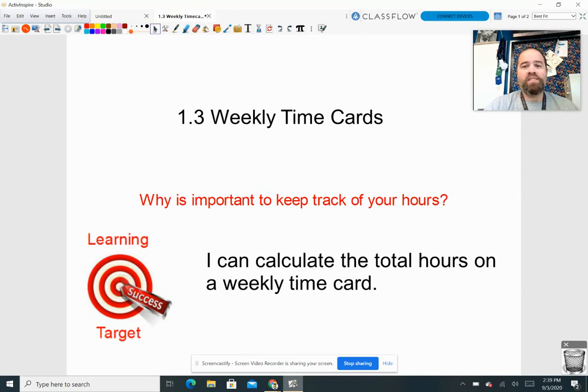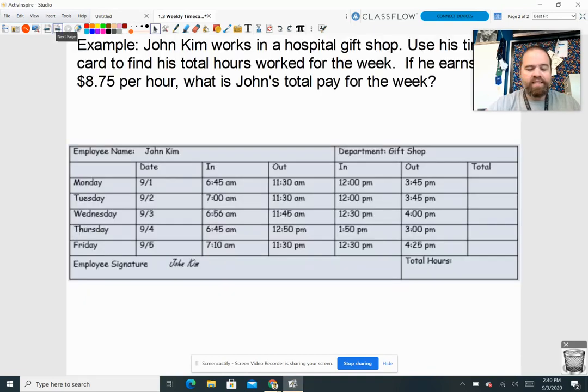A lot of your bigger businesses, you probably have to clock in and out on a computer and it calculates your hours that way. This ties in pretty closely to the lesson we had a few days ago on how to calculate elapsed time. It's that calculation repeatedly, because we're looking at an entire week's worth of work at a time. So this is what a time card looks like for a week.